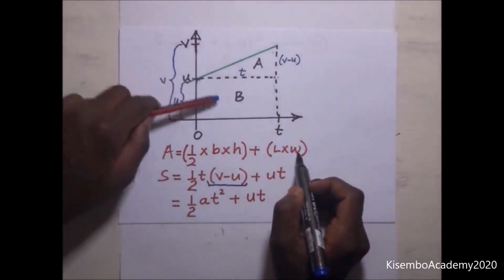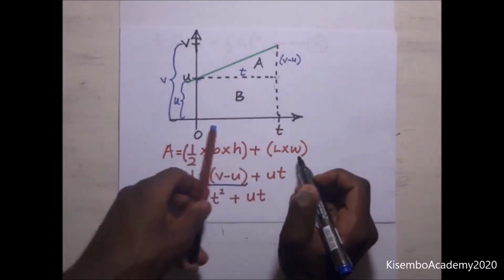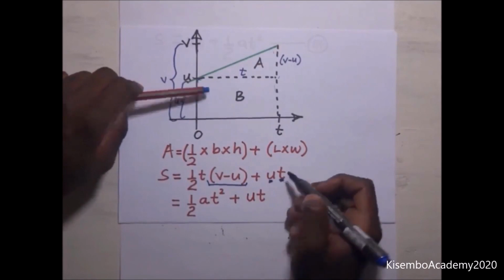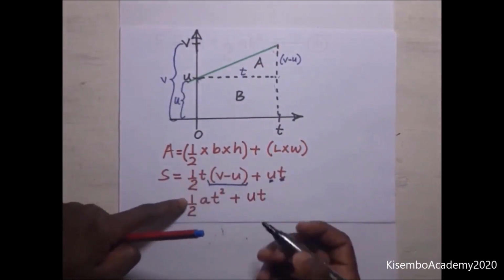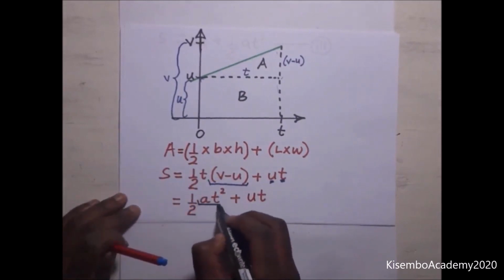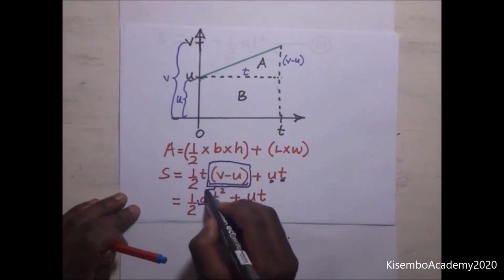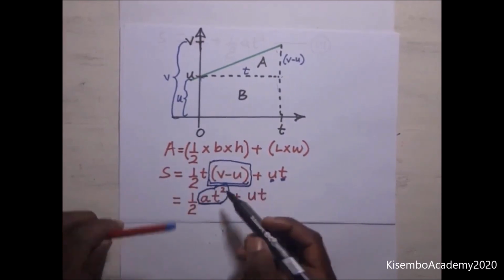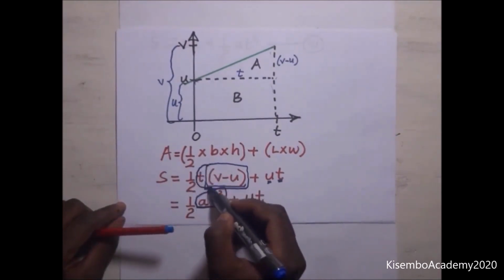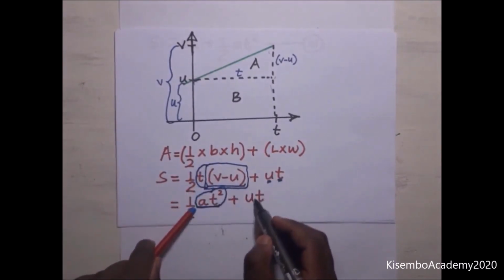This is a rectangle. Our length is t, and our width is u. So that's how we come up with that step. From here, it's going to become a half, and now at replaces v minus u, so it is a half times v minus u, which is this whole thing. This whole thing becomes a half at squared plus ut.